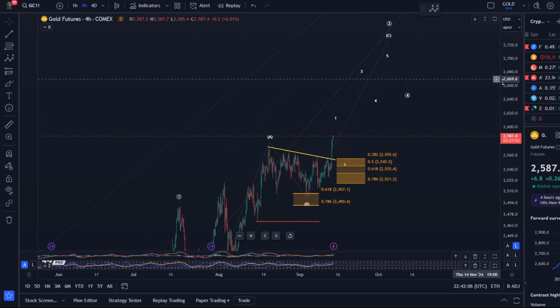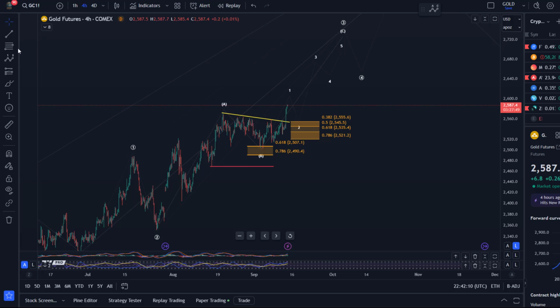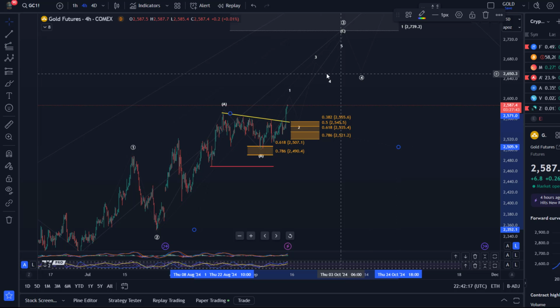And in terms of possible targets for this larger C wave, we can define that because we have the length of the A wave. We go to the low of the B wave, and 2,740 would be an ideal projection, the 100% extension. That's the update about gold.